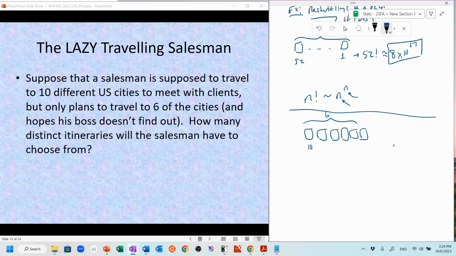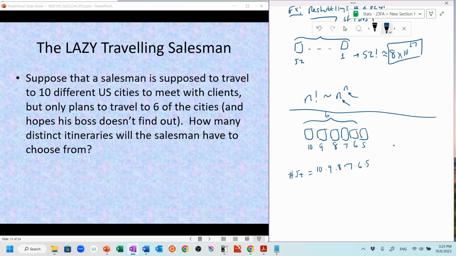So still 10 different cities could take up the first slot, then 9, 8, 7, 6, 5. So I see the number of itineraries is 10 times 9 times 8 times 7 times 6 times 5. And again, I guess I could type this into the calculator, but we could imagine having 30 cities to visit and picking from 15 of them. And we wouldn't want to type that in. So let's try to come up with a formula that we can write a little more concisely.